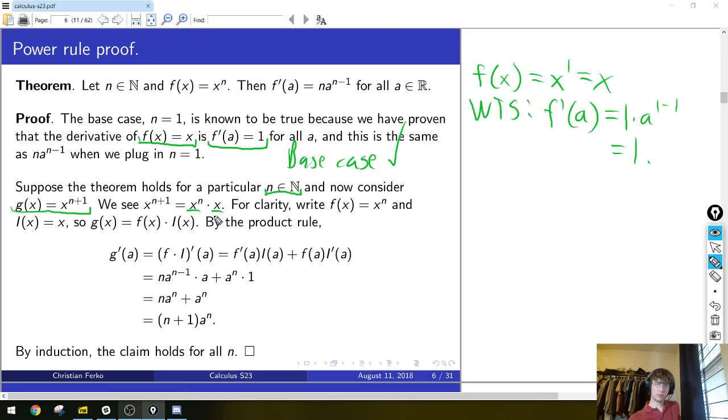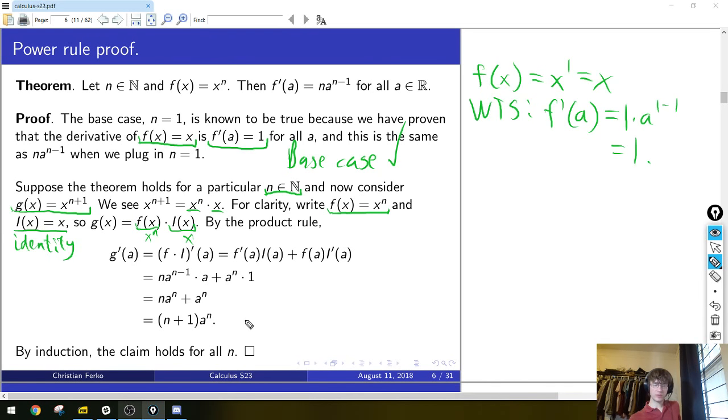So to apply the product rule and make it very clear what I'm doing, I'm just going to pick names for those two functions we're splitting it into, to make it very explicit. So the first one, the x to the n factor, I'll call f, and the second factor, which is just x, I will call I for identity, because that's the identity function. So with that choice of notation, g of x is f of x times I of x, because this thing is x to the n, and this is x.